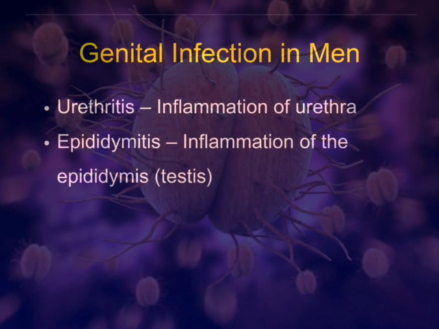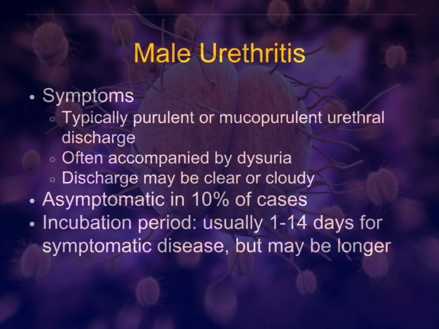Genital infection in men includes urethritis, that is inflammation of the urethra, and epididymitis, that is inflammation of the epididymis. Male urethritis has symptoms like typically purulent or mucopurulent urethral discharge, often accompanied by dysuria. The discharge may be clear or cloudy, it is asymptomatic in 10% of cases, and the incubation period is usually 1 to 14 days for symptomatic disease but may be longer.